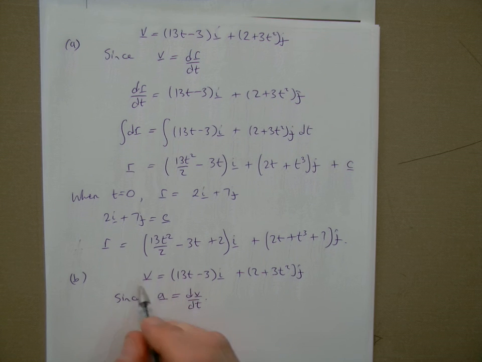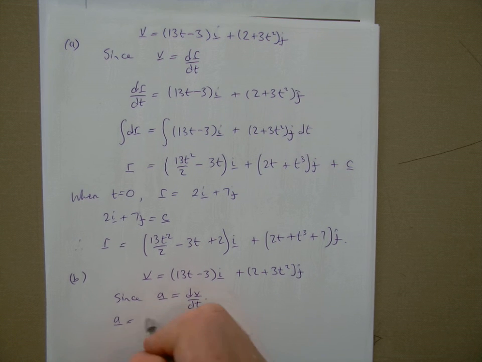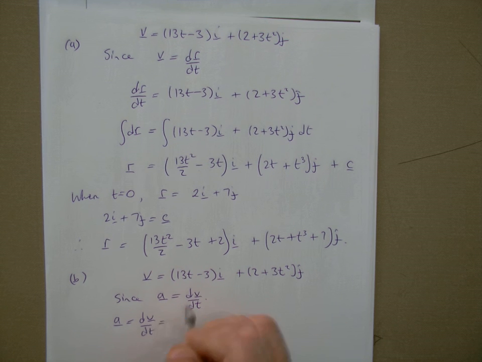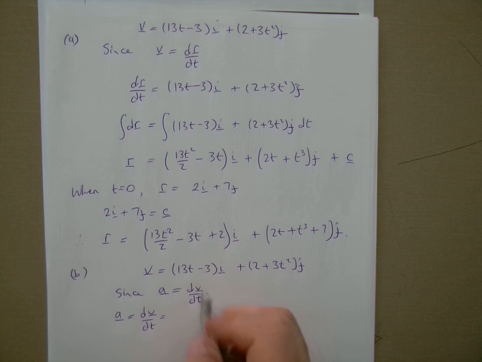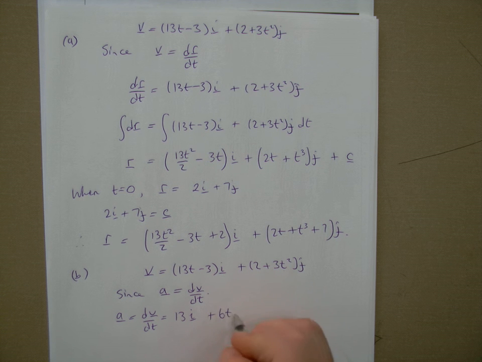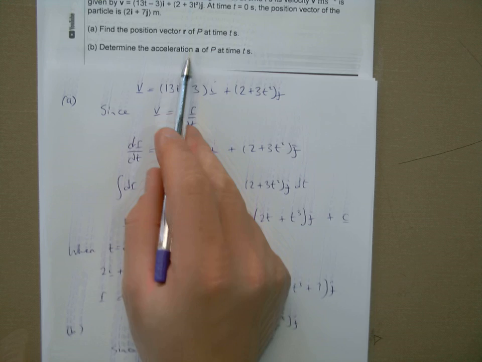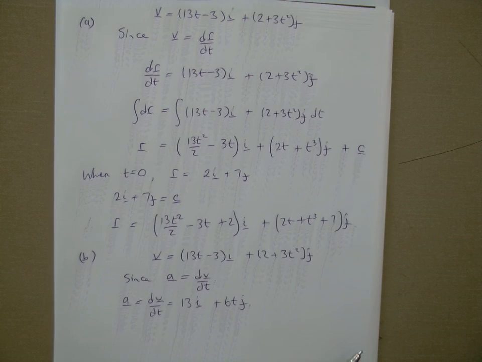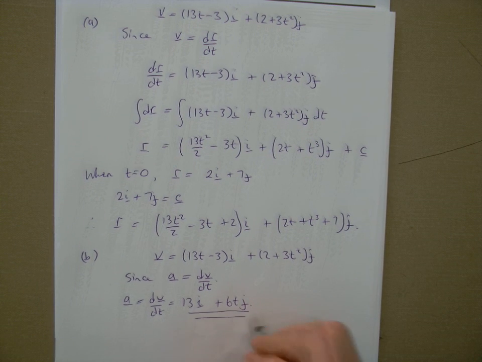So we can get a by simply differentiating this. 13t minus 3: if I differentiate that, 13t becomes 13, minus 3 just disappears, so you get 13i. Here then, differentiate this, well, 2 disappears, differentiate that, we bring the 2 down, so you get 6t j. So that is the acceleration. And notice in the question it's bolded, so the acceleration vector, which we've got, and we are finished.